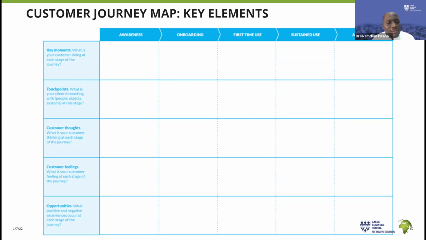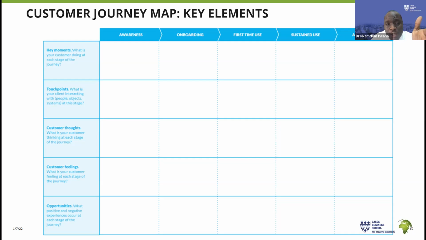What are the customer thoughts? So what's your customer thinking at the stage of awareness, at the stage of onboarding, at the stage of first time use, sustained use, or advocacy? What are the customer's feelings? So what's your customer feeling at each stage of the journey? So what comes to your customer's mind? What are your customer's concerns and what are their aspirations? And then what are the opportunities? So how can you create positive or negative experiences at each of these stages?